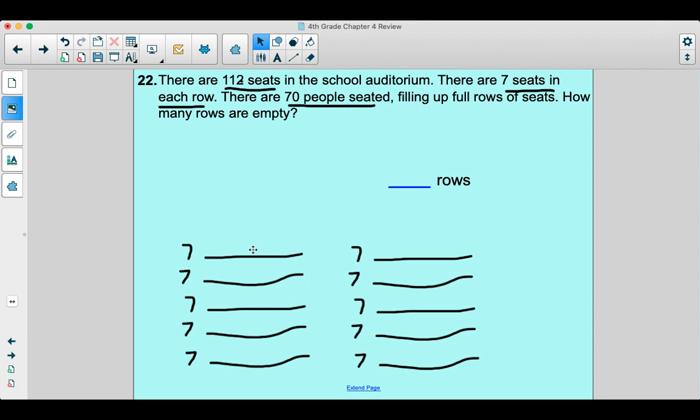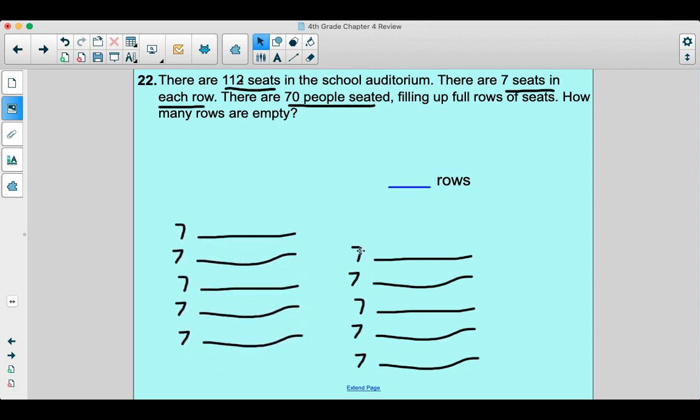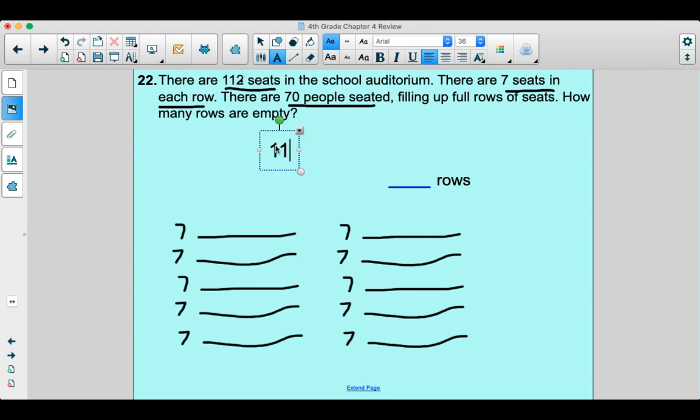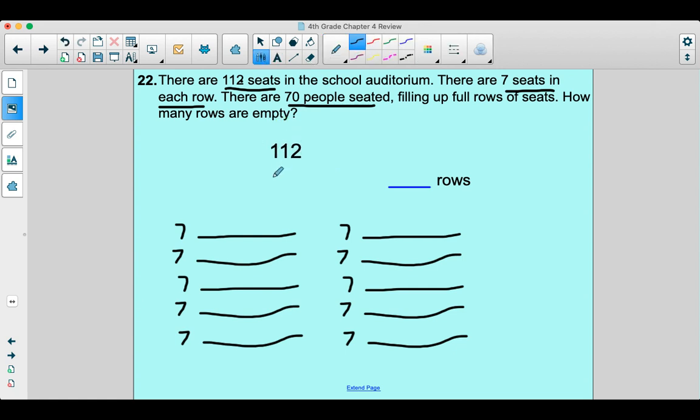There we go. There are 70 people seated. So if we had 10 rows like this, the way I just drew it, this would be 70 seated people. All right, now, out of 112, we're going to use a number bond again. We've got 70 people already down, sitting, eating popcorn comfortably. Let's pretend like that actually happens at the school auditorium. And then we know 70 plus 30 is 100, but we have to get all the way to 112. So we need to add 12 more to that 30. So 42 still left to go.